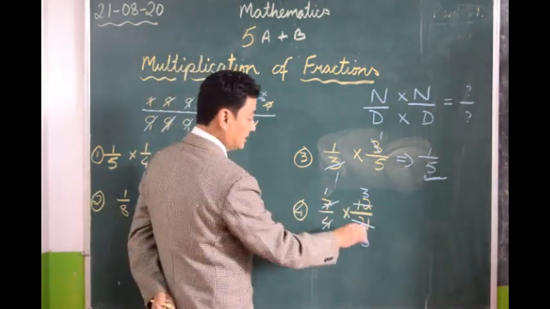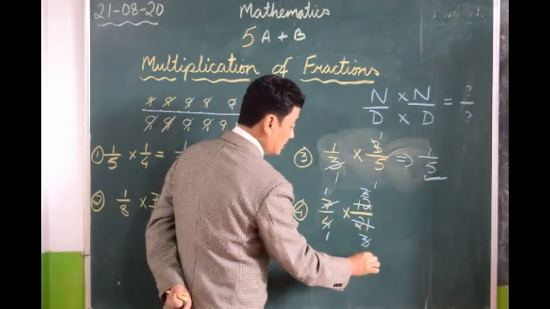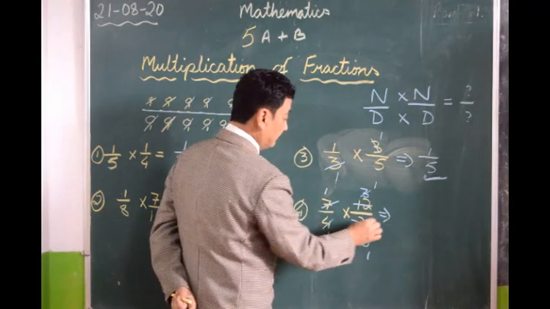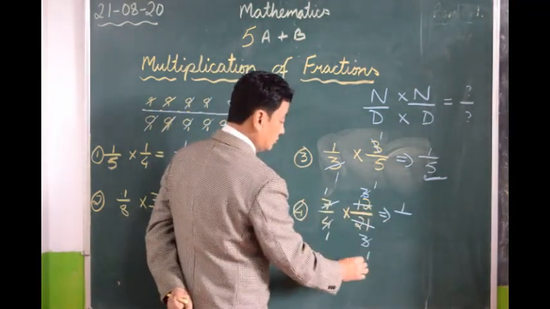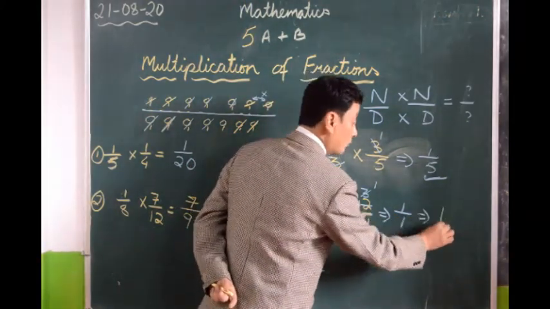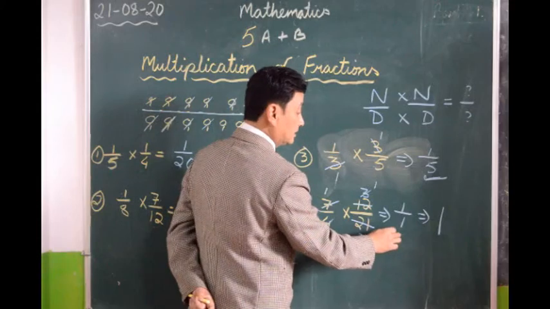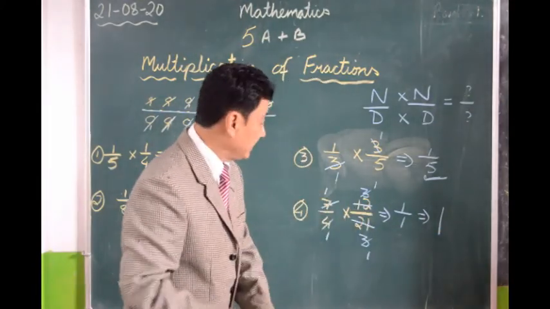So we've got 3 here, 3 here. We can cancel that also. 3 ones are 3 ones. Now we multiply. 1 into 1, 1. 1 into 1, 1. 1 upon 1 equals 1. 1 apple, 1 person. So how many apples does that person get? 1 apple. So let me redo that sum.